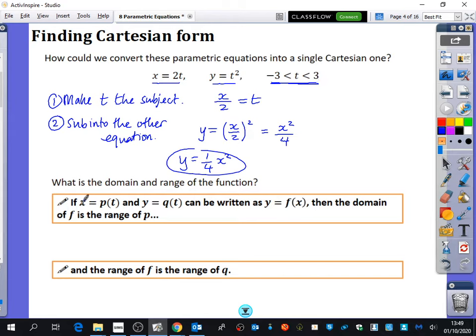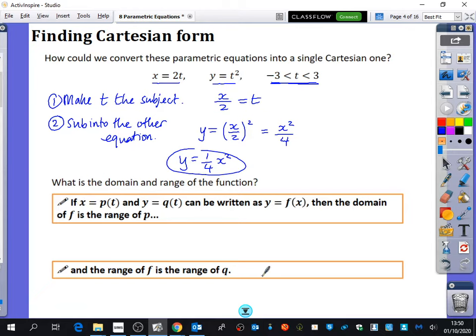So here we've said if x is some function of t, p is just a different function letter. I could have used f if I wanted to. And if y is q of t, a different function of t, if it can be written as f of x, then the domain of f is the range of p, because the domain is the x values. So what you can possibly get from the x values, according to what t values you can put in, will determine what the x values are, aka what the domain is.